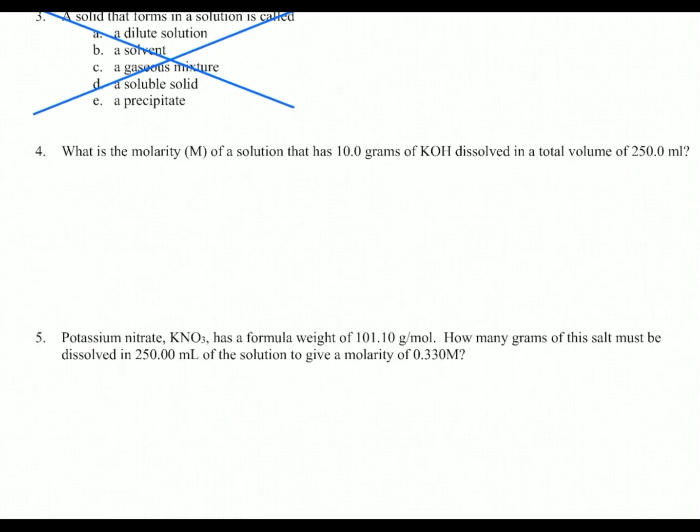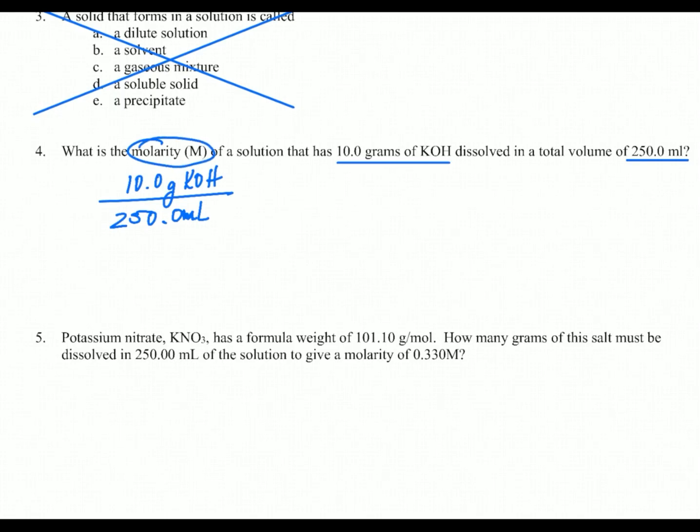What's the molarity of a solution that has 10 grams of KOH dissolved in a total volume of 250 milliliters? So once again, this is a problem where you have the amount and the total volume of solution. So set it up as a concentration to where it's 10.0 grams of KOH per 250.0 milliliters. Now you're supposed to be finding molarity. Molarity is moles over liter. So your job is to change those units and get them to moles per liter.